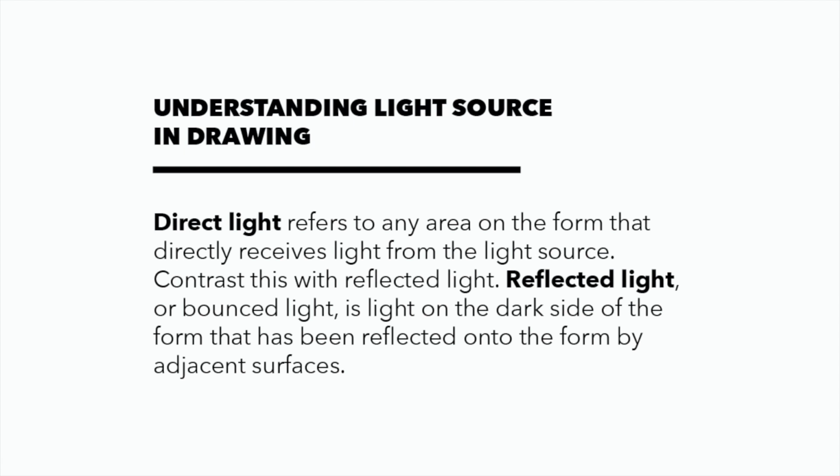Now that you have practiced creating a value scale, we will move on to understanding light. We will focus on 2 aspects of light: direct and reflected light. Direct light refers to any area on the form that directly receives light from the light source. Contrast with this is reflected light. Reflected light, or bounce light, is light on the dark side of a form that has been reflected onto a form by an adjacent surface.